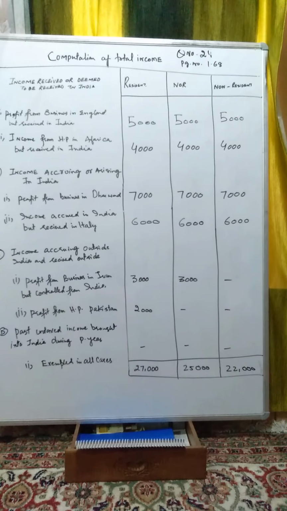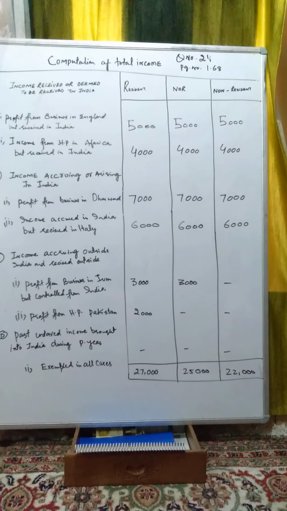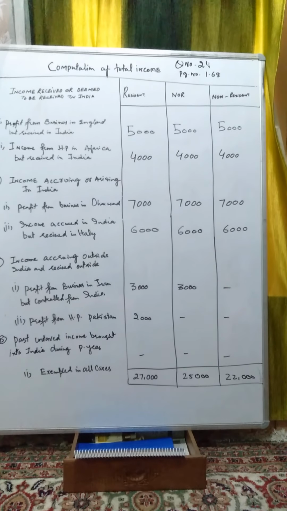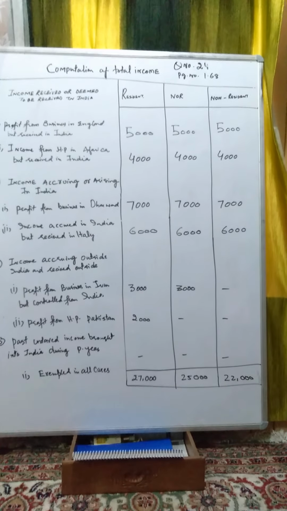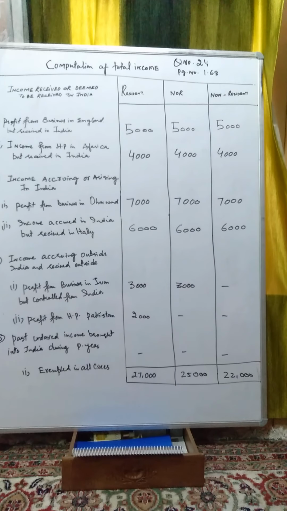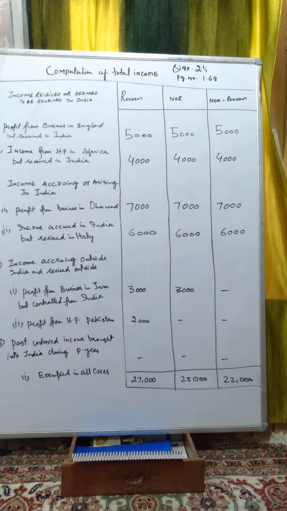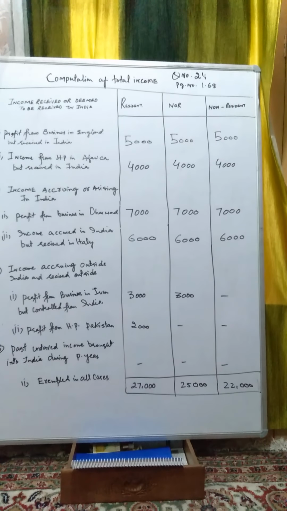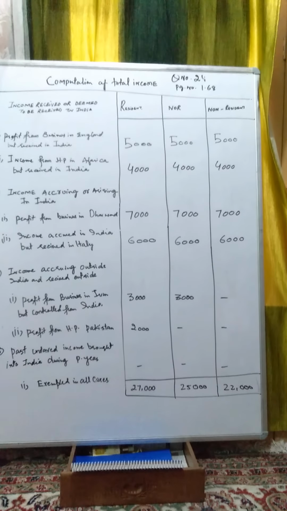And then again, we try to identify the income accruing or arising in India. In that case, we have also been given two incomes. The first is profit from business in Dawood, and then income accrued in India but received in Italy. Now we are receiving in a foreign country but it accrued in India. So the moment income is accruing in India, it's again Indian income. So the above case and the below case are the same from the tax point of view, although the receiving part and the accruing part differ. But one of the aspects is in India, that's why the treatment is the same.